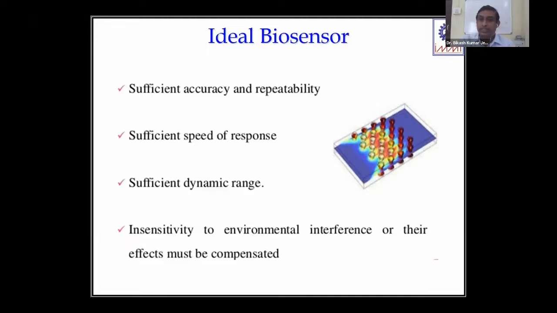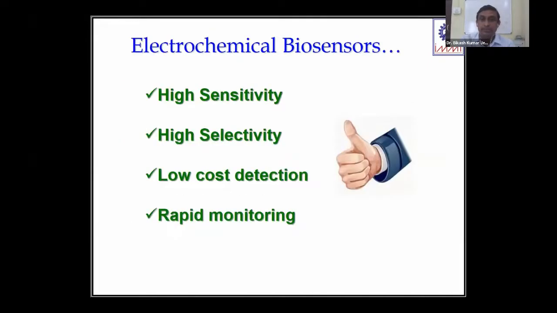Sufficient speed of response: you dip the biosensor and quickly get the result. If you wait for a few hours, that's not good. And sufficient dynamic range, so that if other molecules are present, the changes can be reflected through this only. And also insensitivity to environmental interference, and some others. There are a lot of criteria, not only this much. A lot of criteria must be met to develop an ideal biosensor. To meet those properties, a lot of improvement has been carried out.